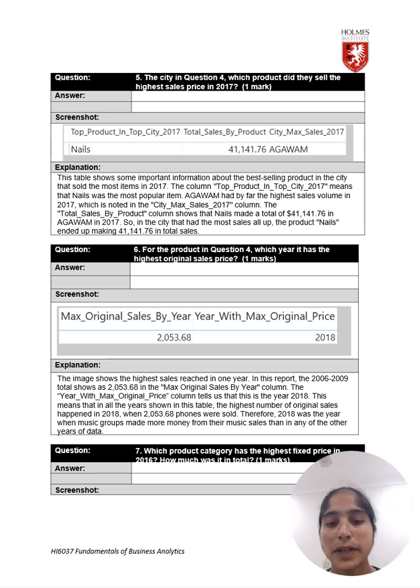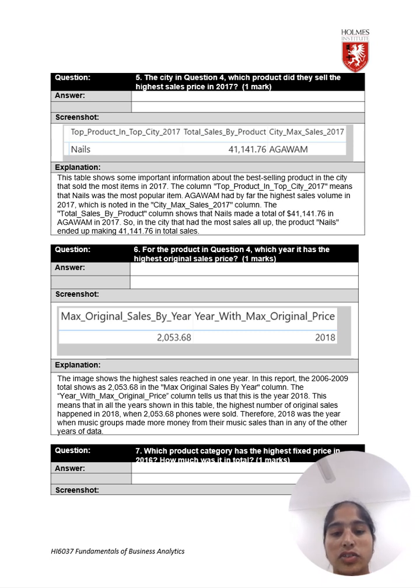The total sales by product column shows that nails made a total of $41,141.76 in Agawam in 2017. So in the city that had the most sales overall, the product nails ended up making 41,141.76 in total sales. The next question is number 6, that is: for the product in question 4, which year has the highest original sales price?